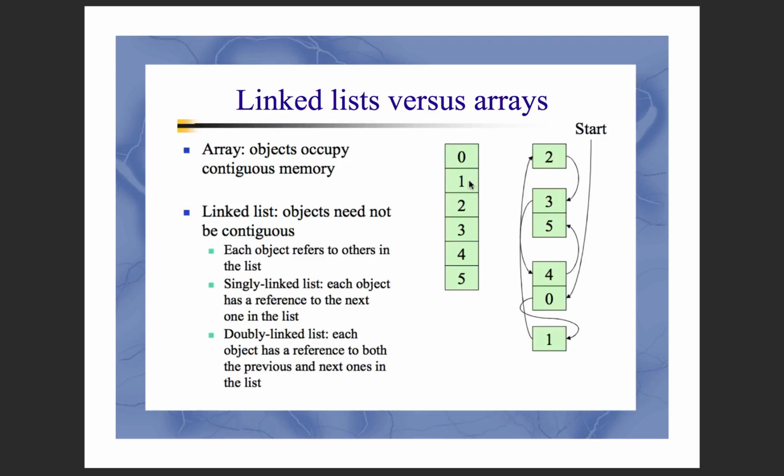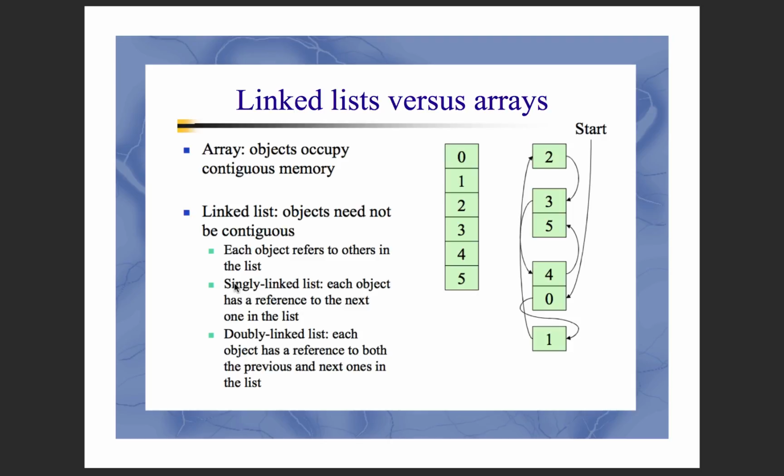But in an array, you don't need to traverse everything if you have an index. A linked list doesn't have an index like an array. In an array, if you have an index, you can directly come to the 4 and access it. So this is the benefit of having an array instead of a linked list. So each object refers to another in the list. You can see that each object has a link that refers to the other.